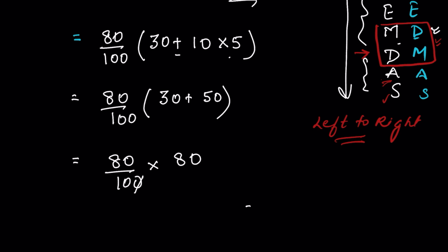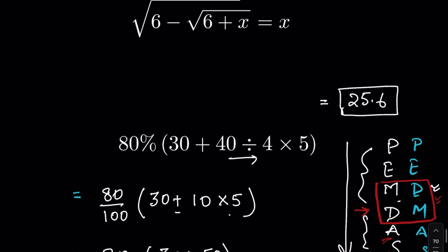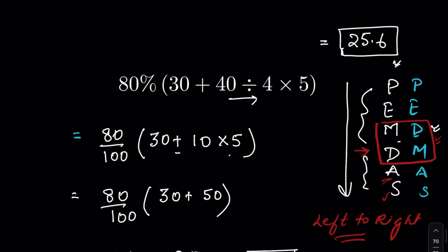Now we can cancel these two zeros. 8 times 8 is 64. So we are getting 64 as our answer, while previously the answer was 25.6. But this is not the correct answer because we have to follow the left to right rule. And if you follow the left to right rule, you will have to do division first.